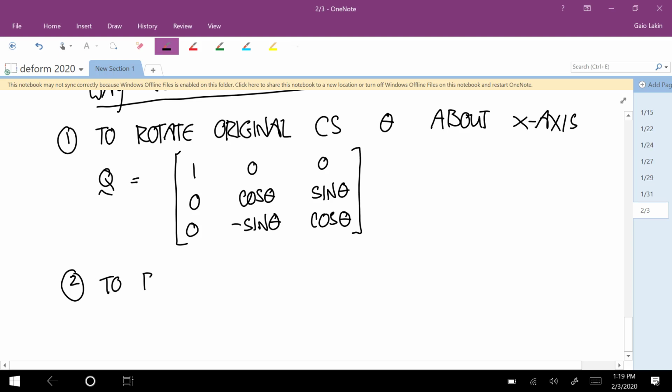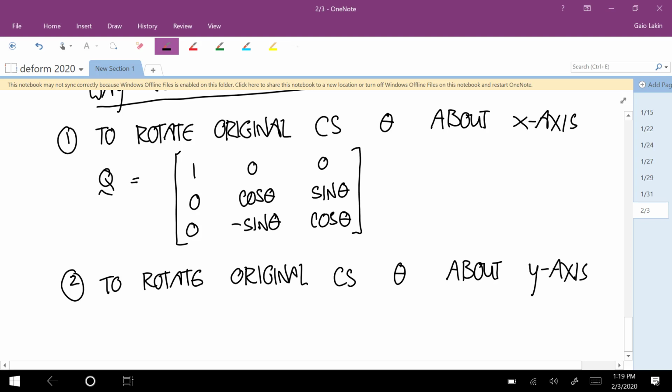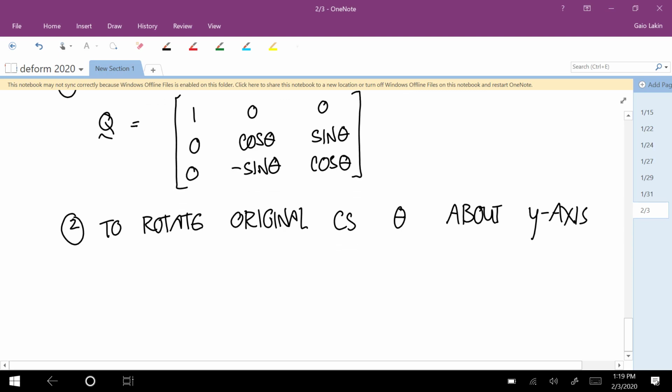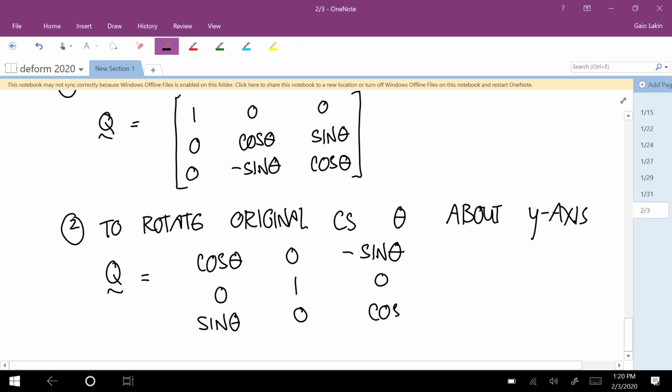Second, to rotate the original coordinate system theta about the y-axis, your rotation matrix is cosine theta, 0, negative sine theta, 0, 1, 0, sine theta, 0, cosine theta.